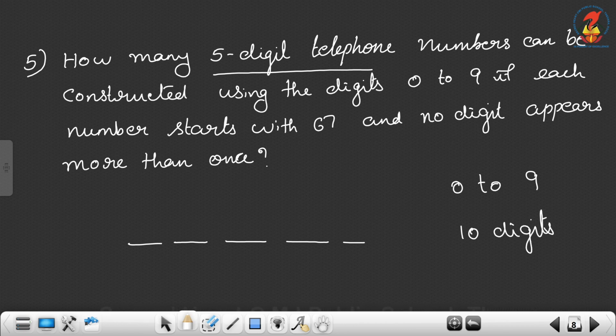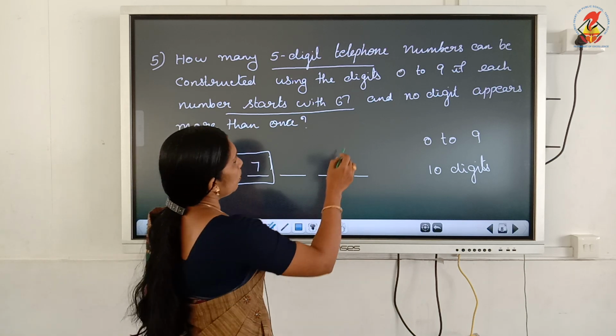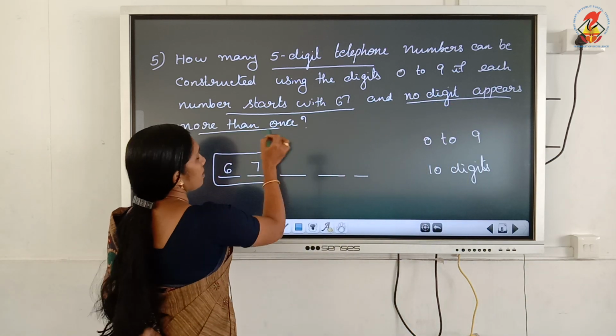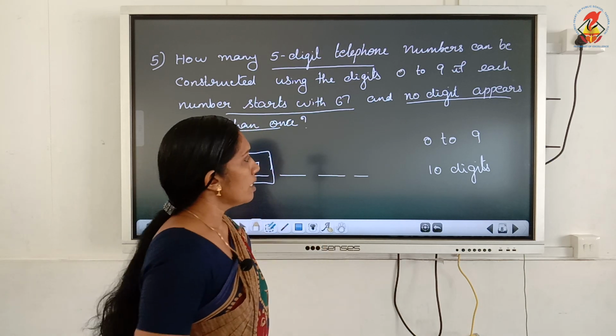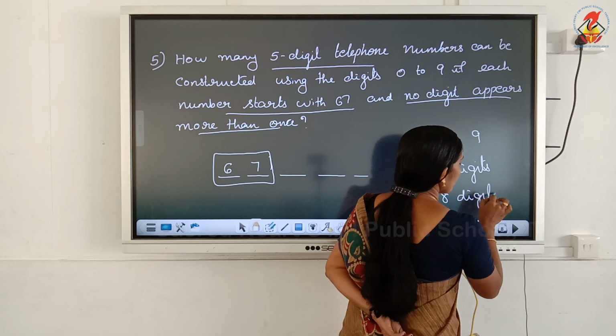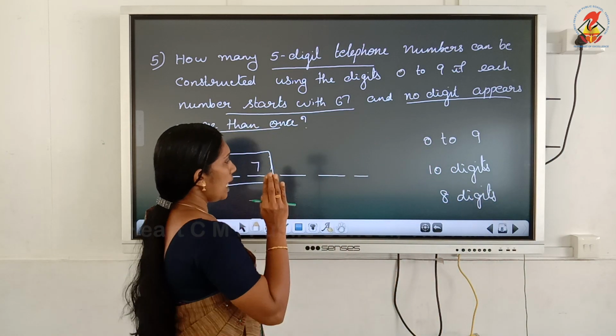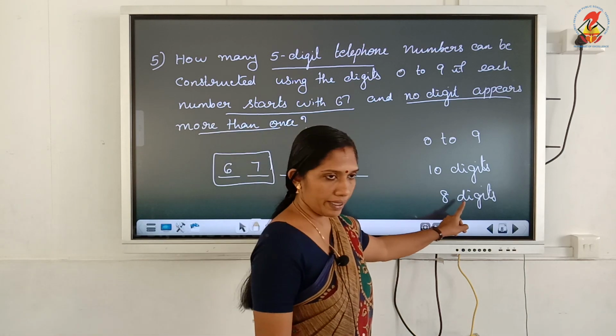In those 10 digits, the number starts with 67. That is, first place 6, second place 7. This we can't change. All the telephone numbers start with 67. So we have to fill only these 3 places. And also no digit appears more than once. So first place 6, second place 7, those 2 digits we can't take. Okay. So out of 10 digits, now we have only 8 digits. Clear this? So we have 8 digits and 3 places. No digit appears more than once, that's why only 8 digits.